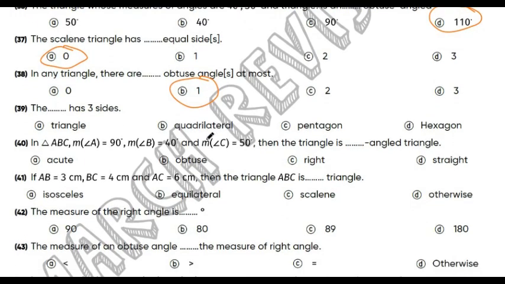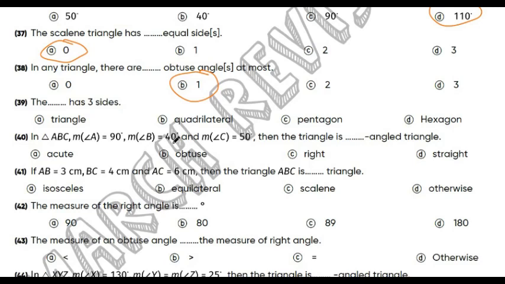Which shape has 3 sides? Triangle, quadrilateral, pentagon, hexagon. It is a triangle. We have angles 90, 40 and 50. When we see 90, of course it will be a right triangle.